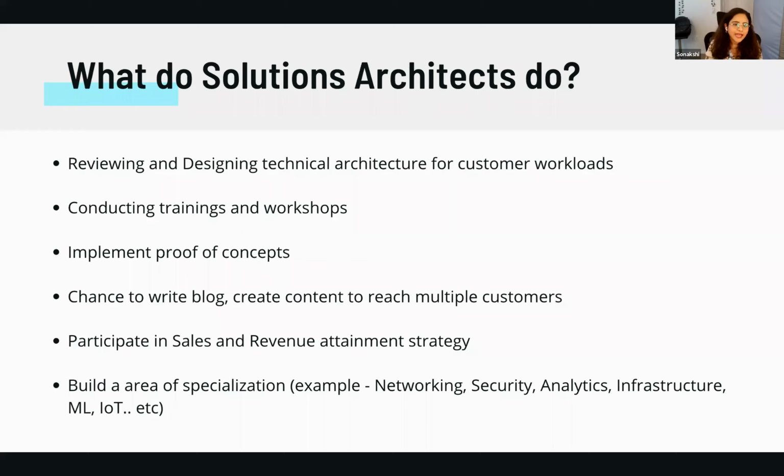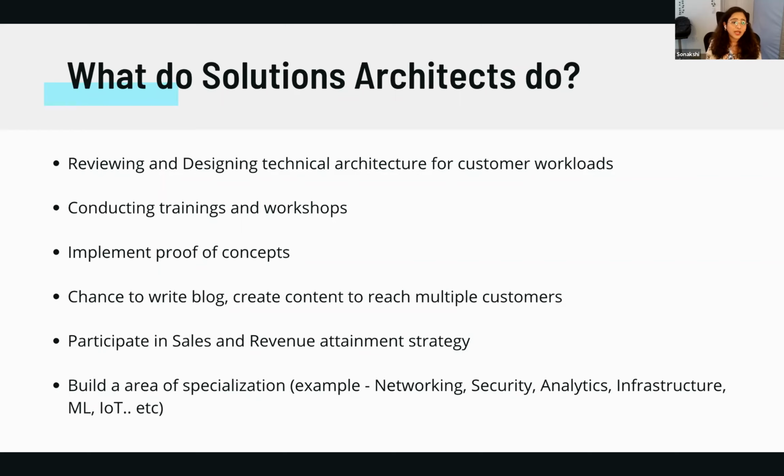And other than that, you get a chance to write blogs, to create content, to reach customers. Because the thing is, when you work with multiple customers in the industry, a lot of times you will notice a pattern. You will notice that multiple customers are facing the same challenge. And so why not write a blog about it, or why not create a video about it? So this is an amazing platform for someone who likes creating content.